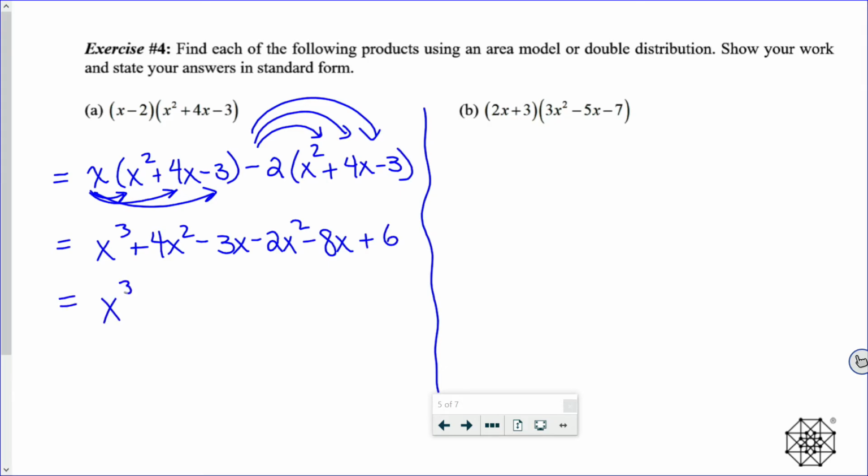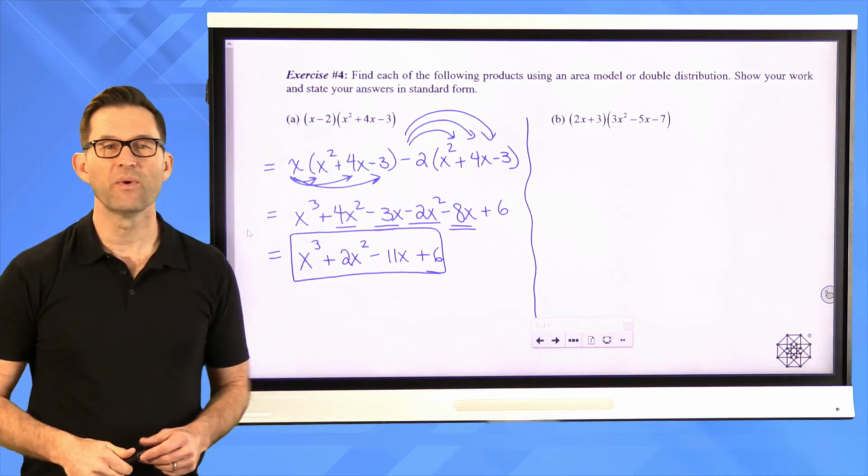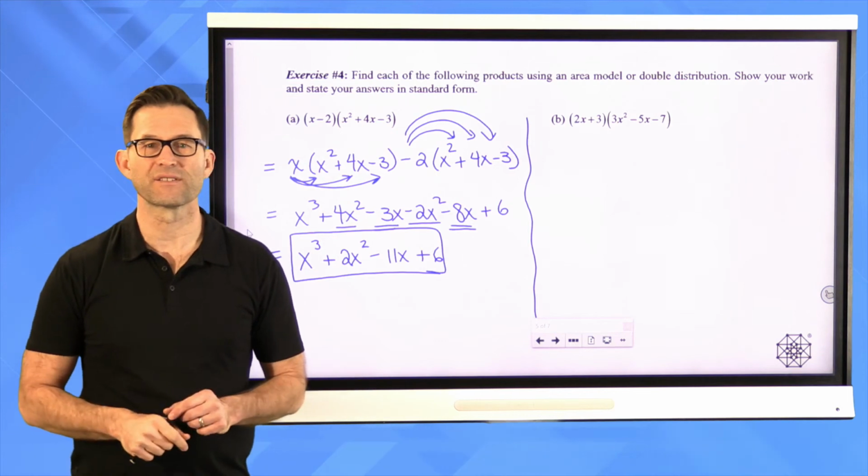Nothing combines with that x cubed. I have a 4x squared and a -2x squared. Those will combine to be a +2x squared. I have a -3x and a -8x. Those will combine to be a -11x. And nothing combines with that constant. All right, x cubed plus 2x squared minus 11x plus 6.